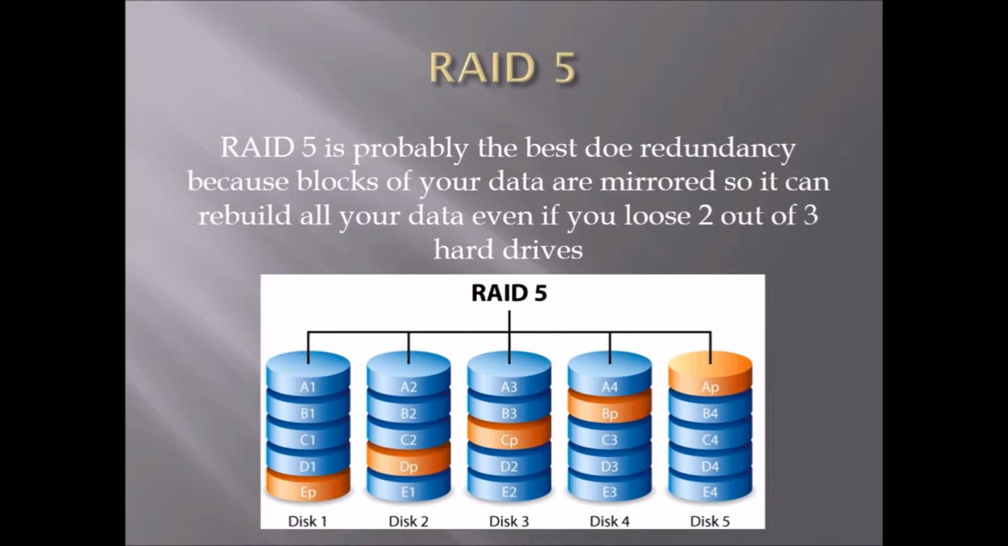Next is RAID 5. RAID 5 is probably the best RAID configuration for redundancy because blocks of all your data are mirrored onto all the different hard drives, so you can lose up to 2 hard drives out of the 3 and you still won't lose any data because you can rebuild that data from the other hard drive.